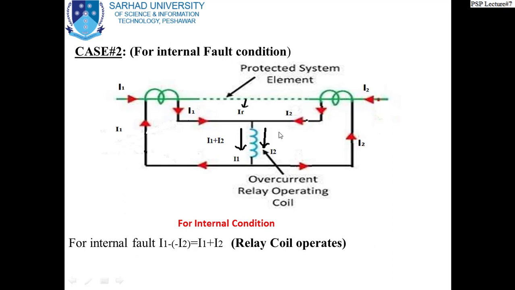Minus I2 is shown only because the direction of the current from the other end is changed. This is not the previous direction we considered in the previous case, where the direction was not that way. So therefore I1 minus I2, and the relay coil operates because of the summation of the two currents I1 plus I2 flowing in the operating coil, and the coil operates.